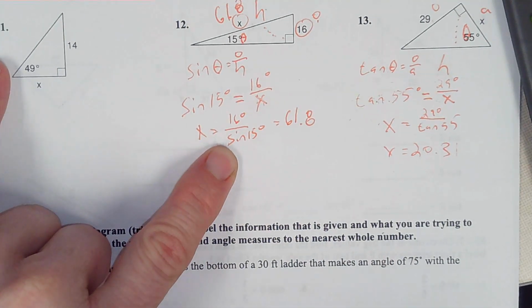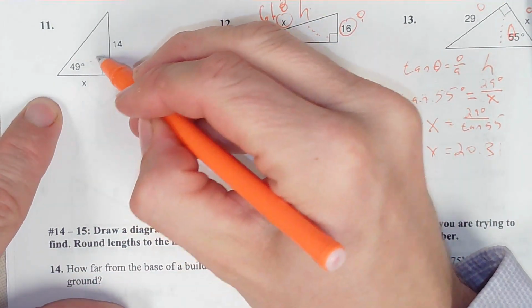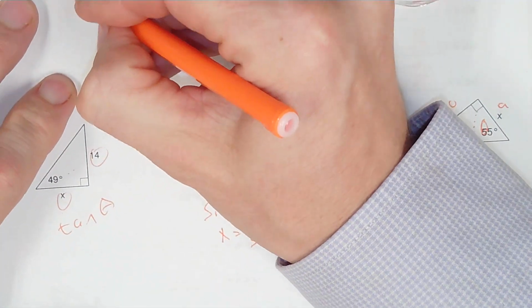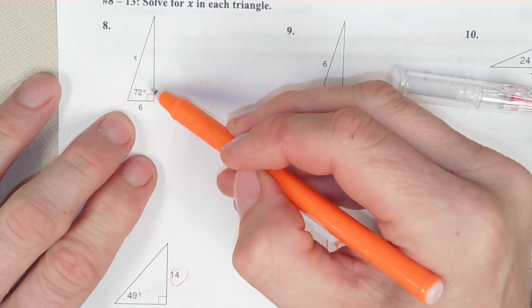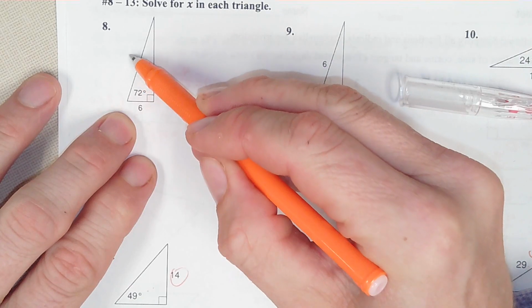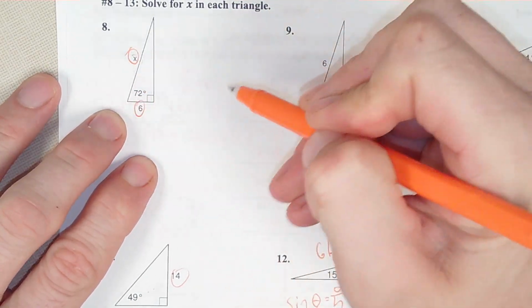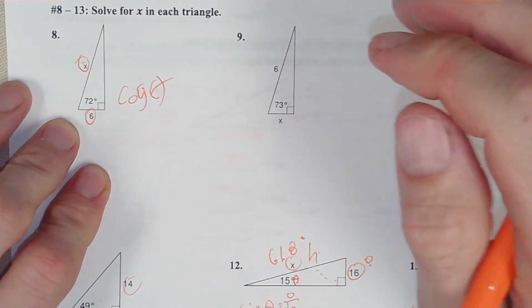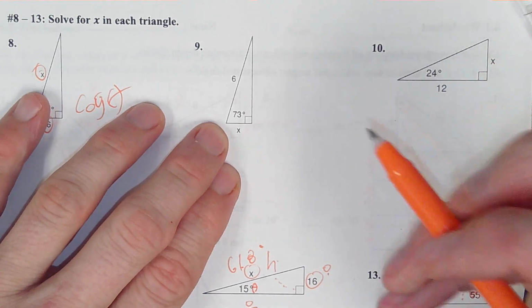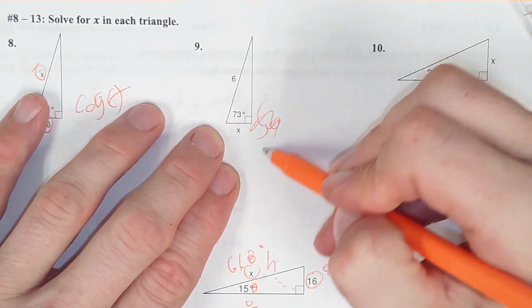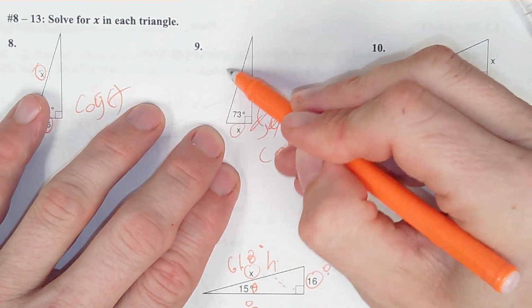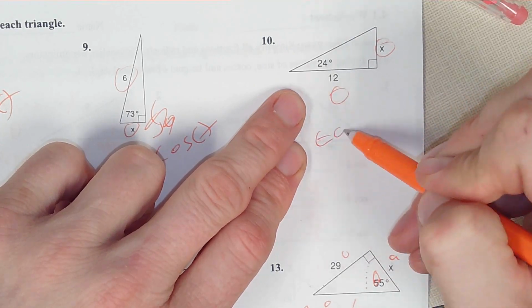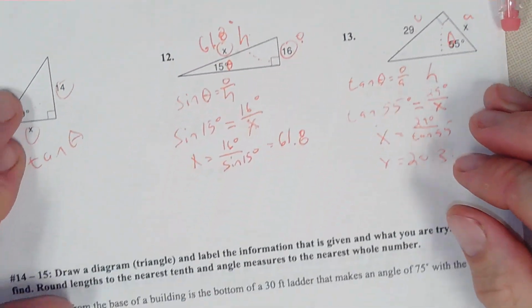Okay, so here's an opposite and adjacent, so that's tangent of theta. This one is an adjacent and a hypotenuse, so that's going to be a cosine. You're going to use cosine of theta. This one is another cosine of theta because it's adjacent and hypotenuse. This one's an opposite and adjacent, so it's a tangent. So you kind of see how everything's going.